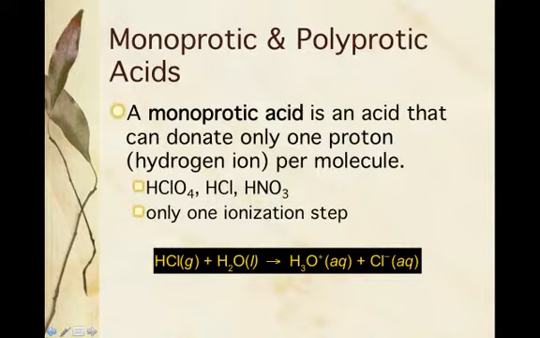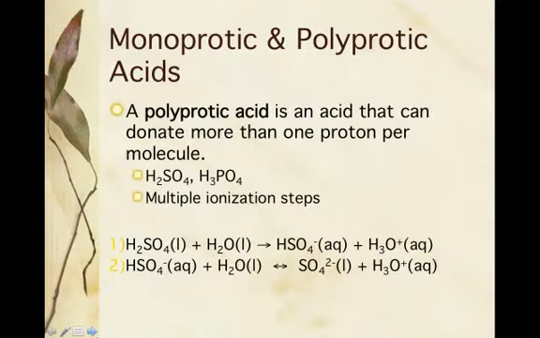Polyprotic is an acid that can donate more than 1 proton. So you can have diprotic or triprotic acids. H2SO4 is a diprotic acid because there are 2 hydrogens. H3PO4 is a triprotic acid because it has 3 hydrogens. H2SO4 ionizes in 2 different steps. In the first step, it's a strong acid, so all of the H2SO4 ionizes into HSO4 minus and hydronium. But then a little bit of the HSO4, since it's a weak acid, ionizes to give us sulfate and hydronium.